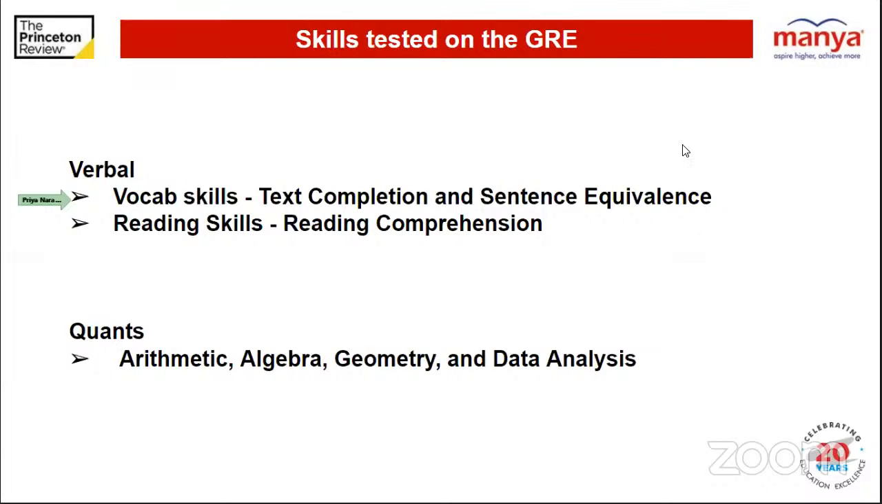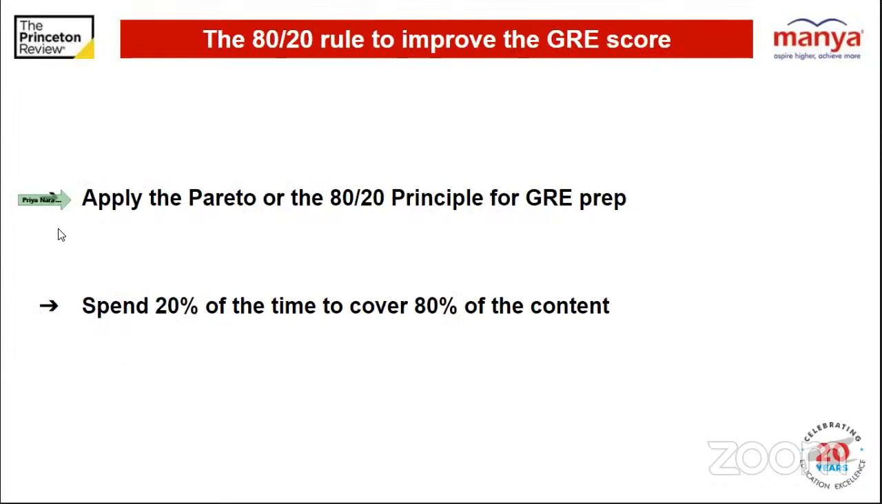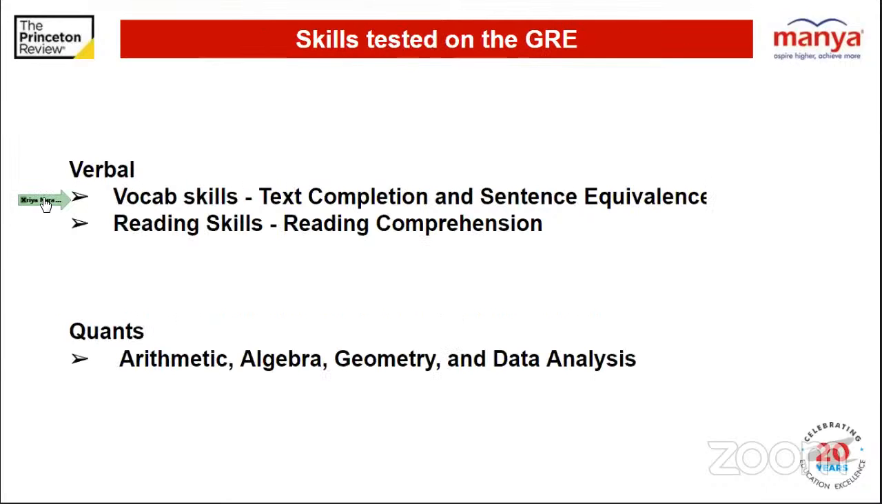Great. Right. So the vocabulary skills are tested on the text completion and sentence equivalence questions. So 50% of the test is about your vocabulary. You have six text completion and four sentence equivalence questions per section, right? And both of them test your vocabulary skills. And the reading skills are tested on the reading comprehension, right?